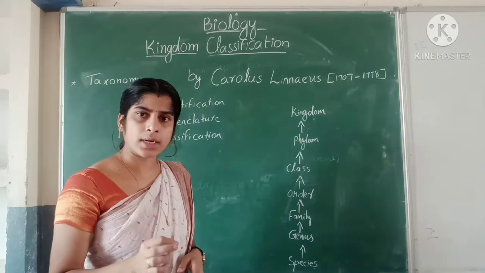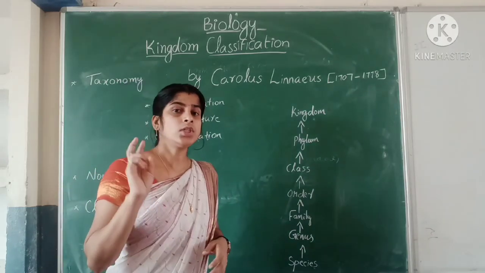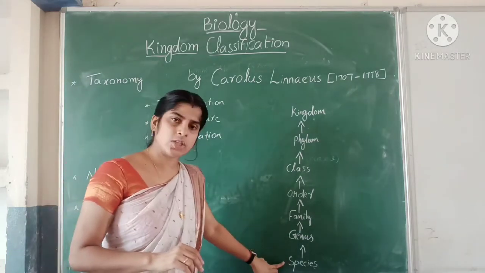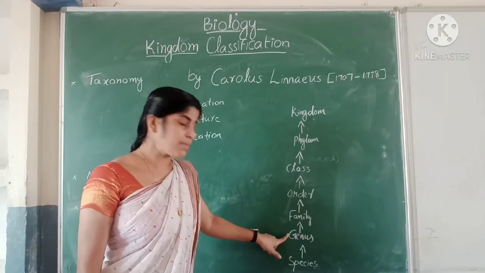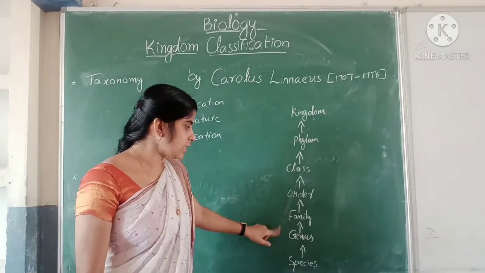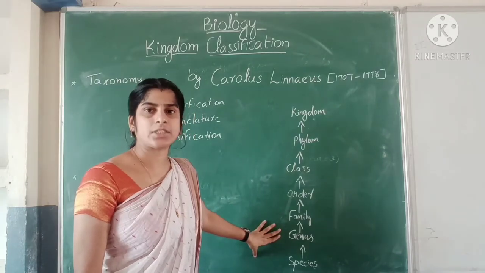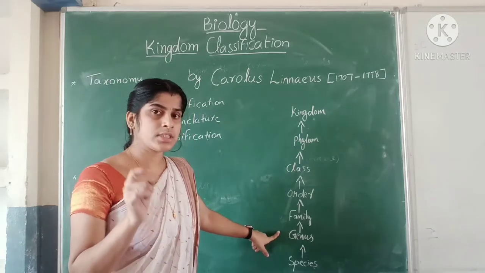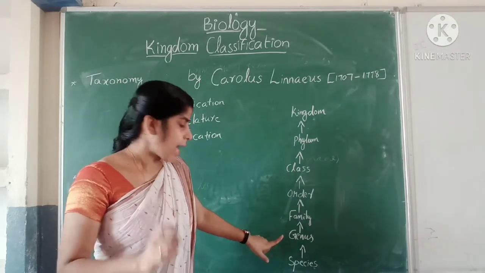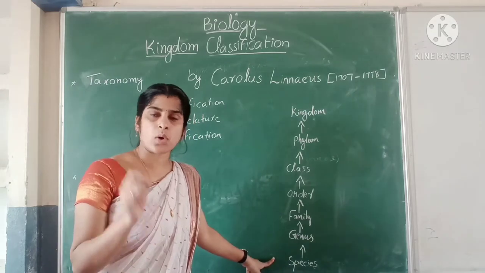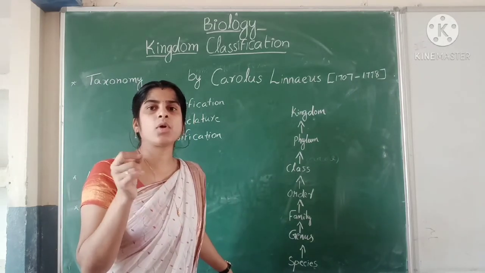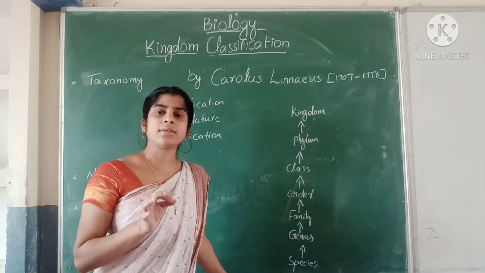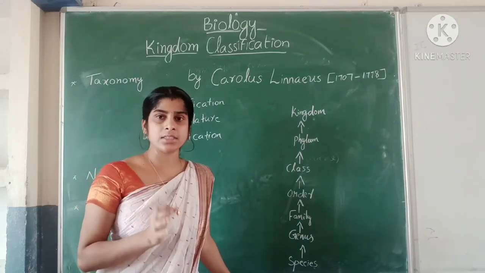Binomial nomenclature means it includes two terms, that is genus name and species name. The genus name is written starting with a capital letter, and the species name starts with a small letter. And this we always underline, otherwise we write the scientific names in italics, Latin or italic.